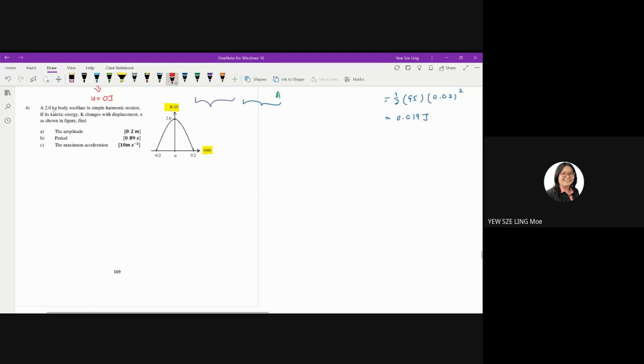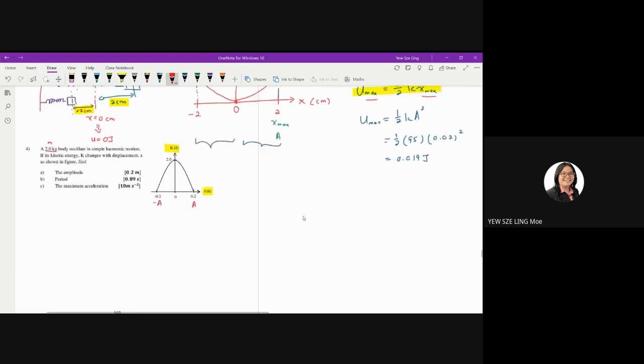So let's see. You're given the mass: a 2 kg body oscillates in simple harmonic motion, and its kinetic energy K changes with displacement x as shown in the figure. Find the amplitude. Now you have something that is oscillating. If you look at the shape of the graph along the x-axis, when K equals 0, you have the maximum displacement, that is your amplitude.